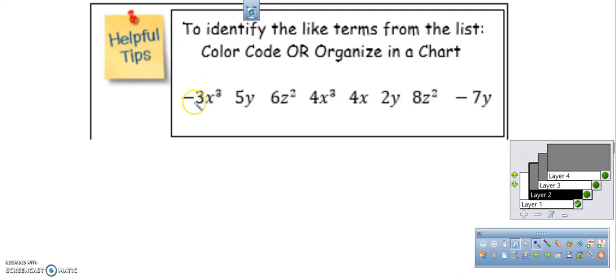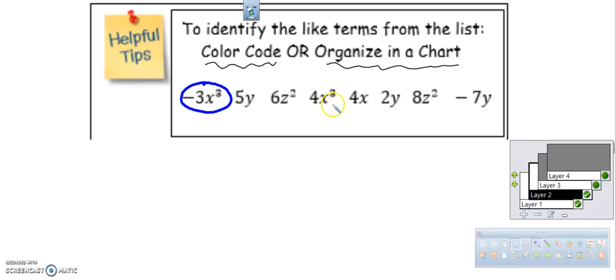So I'm looking at my list, negative 3x cubed. So I have an x cubed right there, so I'm going to circle my x cubes. In blue, I have negative 3x cubed, 5y, 6z squared, nope, 4x cubed, 4x, 2y, 8z squared, negative 7y. So those are all my x cubes, the ones circled in the blue.